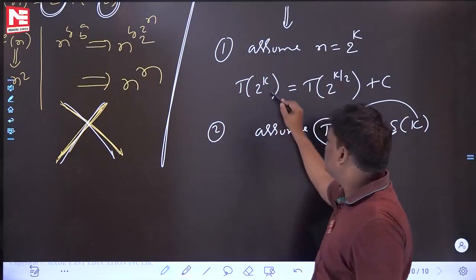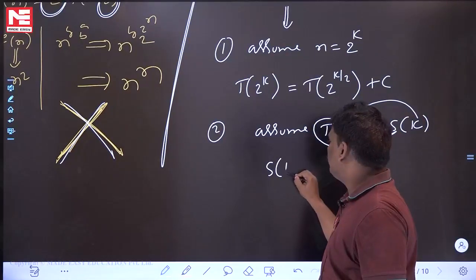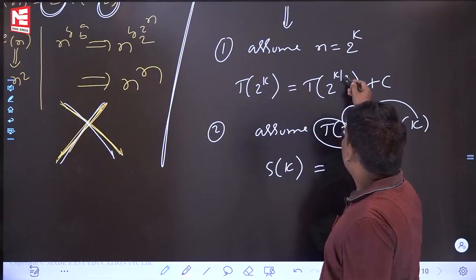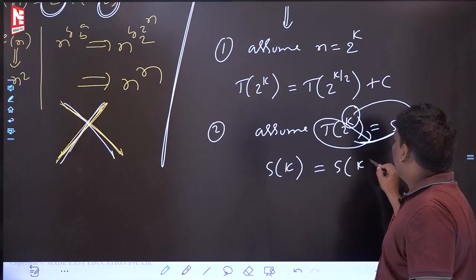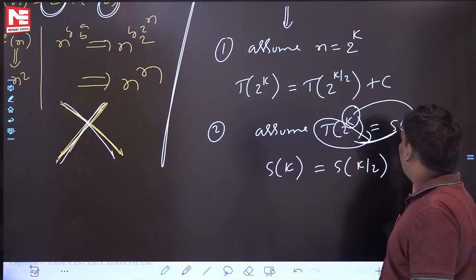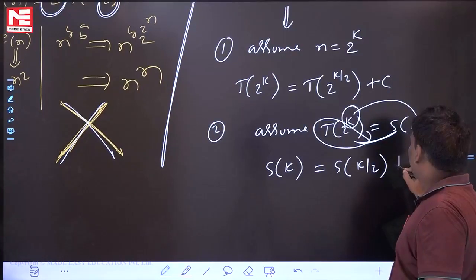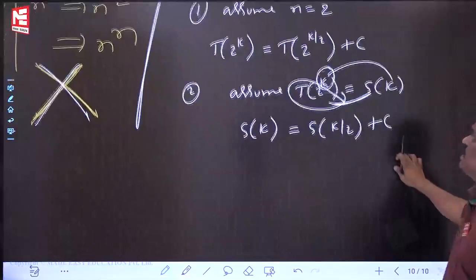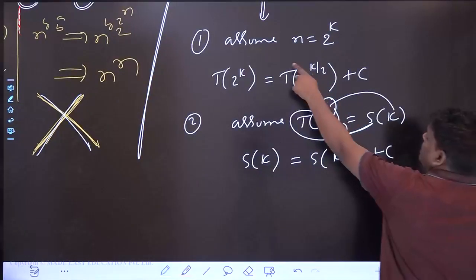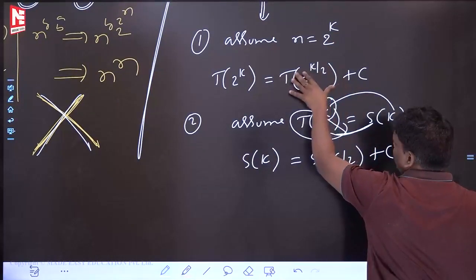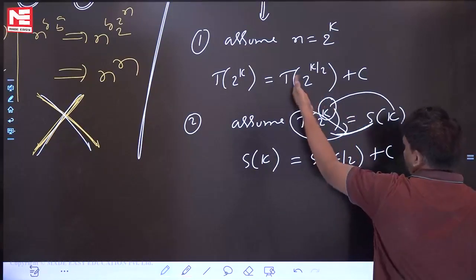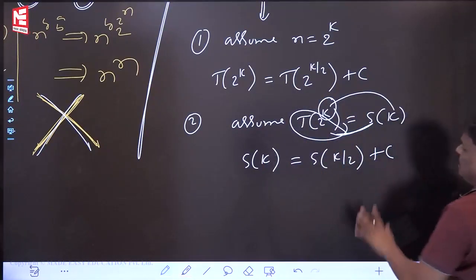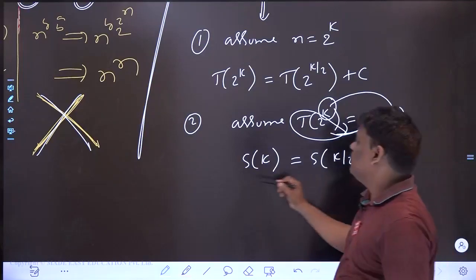Let's substitute now. What is the answer? T of 2 power k is equal to S of k. Whatever power is there, it will come here. What is the answer? S of k by 2. And one more: where there is a T, only then S will come. Here there is no T, so the same thing will come. So it is the second step. Assume T n is equal to 2 power k, substitute here. Assume T of 2 power k is equal to S of k, then once again substitute. I think now if you want you can check it, right?